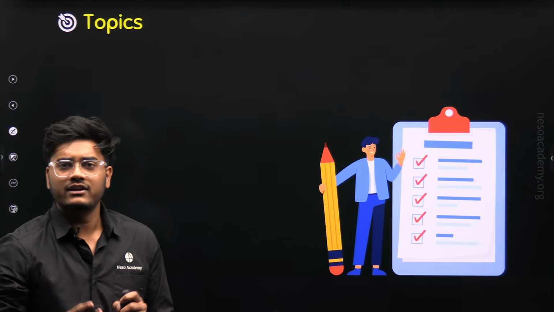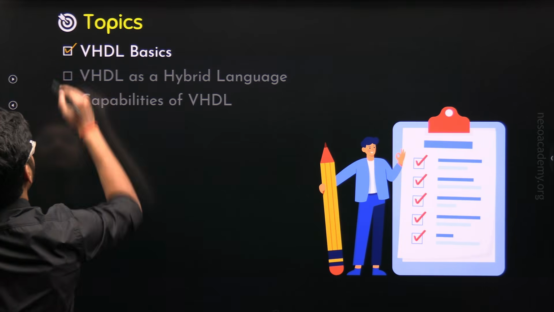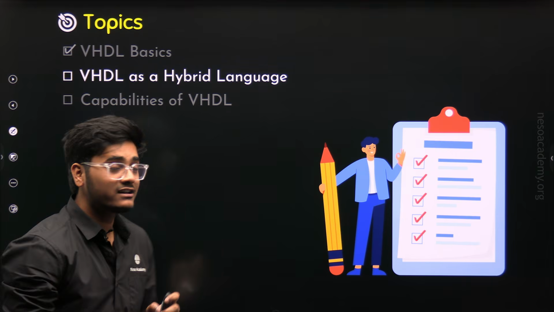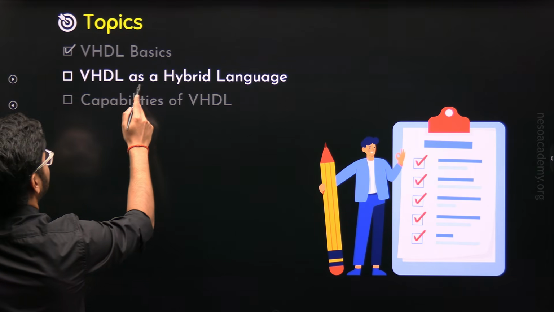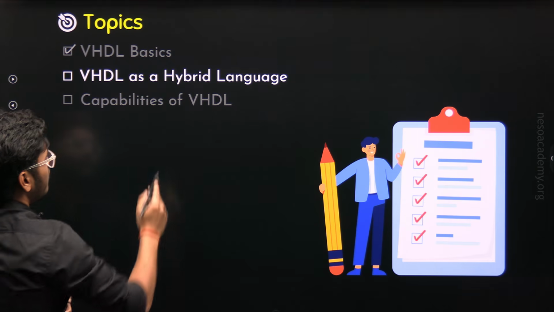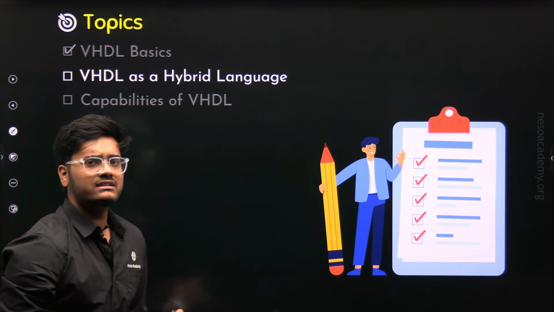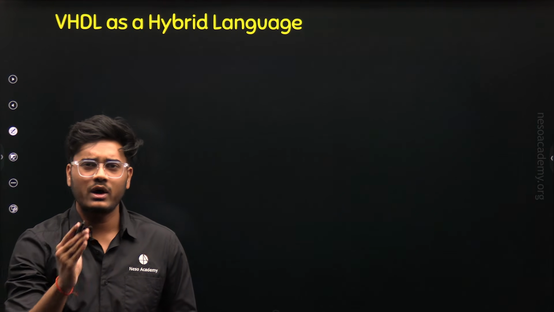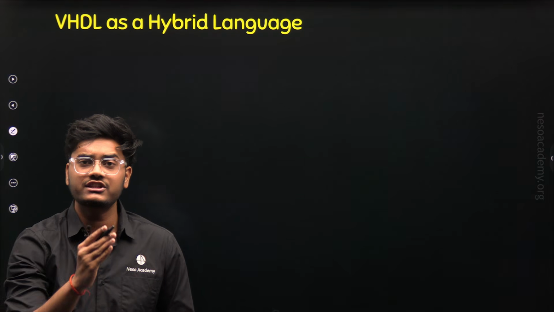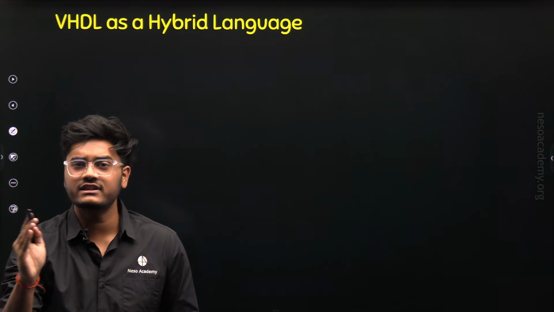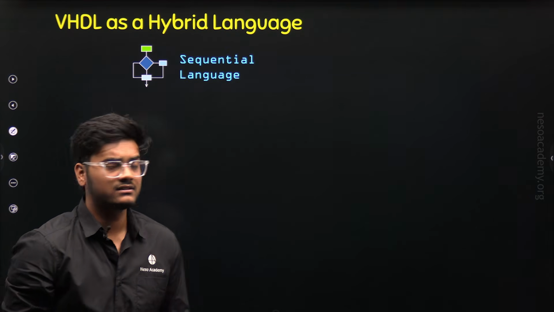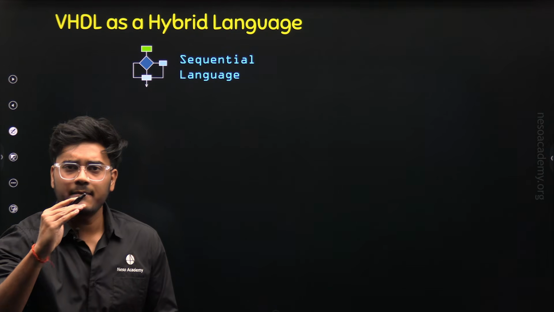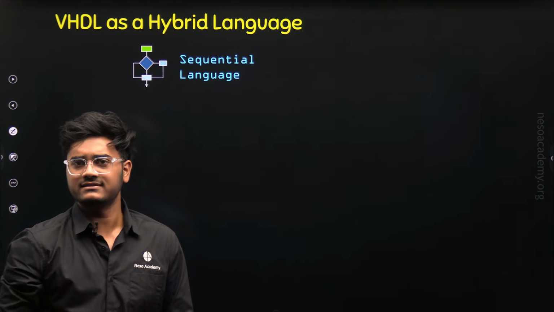Now that we understand VHDL basics, let us see an interesting way to understand the nature of the language in our second topic, VHDL as a hybrid language. Now, what is hybrid? Hybrid means it is a combination of different languages. Now, VHDL is not just one type of language. It combines features of different design styles or different languages. The different languages are sequential language. In this, we describe process step by step, one line after another.